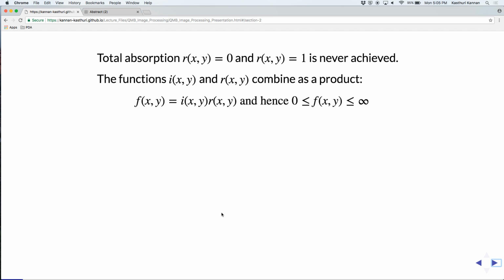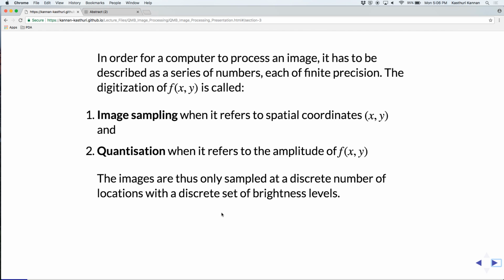So this function combines, and this lies between 0 and infinity. So that's the very basics of digital image fundamentals, right? For a computer to process an image, what are the two things that are required? One is that it needs coordinates, where the positions of these pixels are, right? And you also need a quantization, which refers to the amplitude or brightness at that particular coordinate, right?